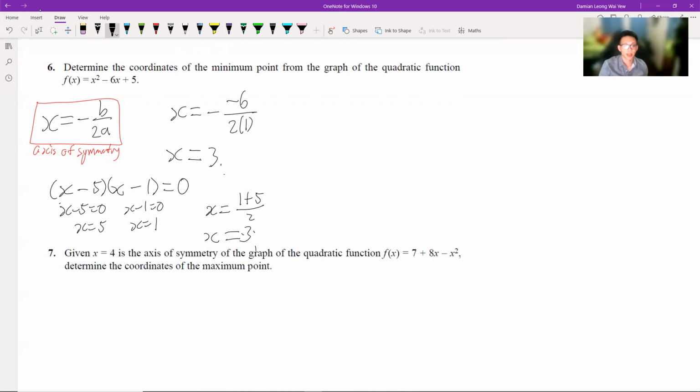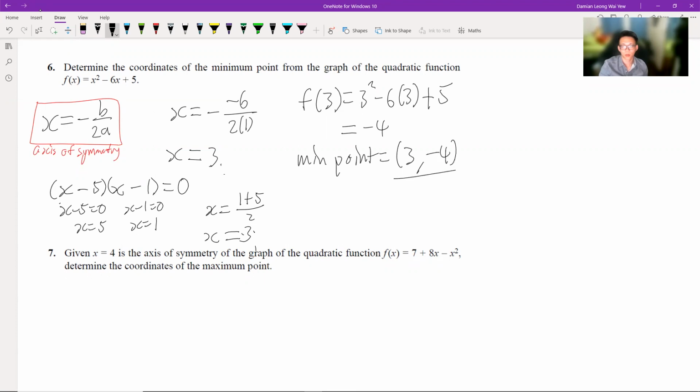Right? So once I have the x value, to find the minimum, I just substitute the x value into the function. 3 squared minus 6 times 3 plus 5. 9 minus 18 plus 5, negative 4. In other words, the minimum point is x value 3, y value negative 4.